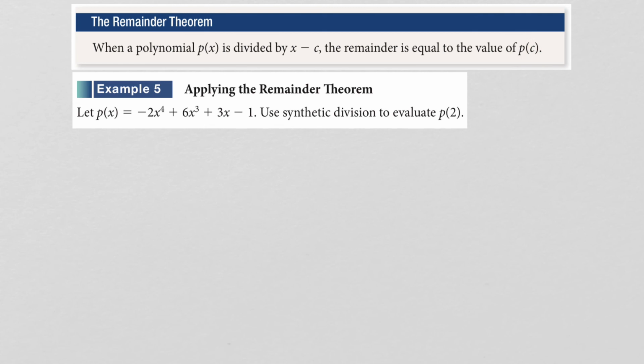So what this is telling you is that if you have a polynomial p and you want to plug the number c into that polynomial, all you have to do is divide by x minus c and look at the remainder when you do that division. So the reason the remainder theorem is useful is because it allows you to use synthetic division to find function values of polynomials. So let's take a look at this example here.